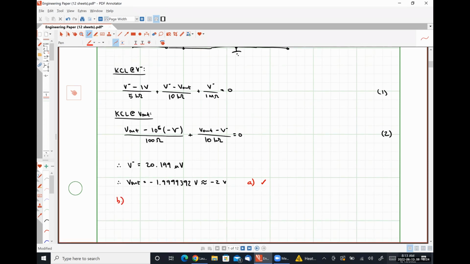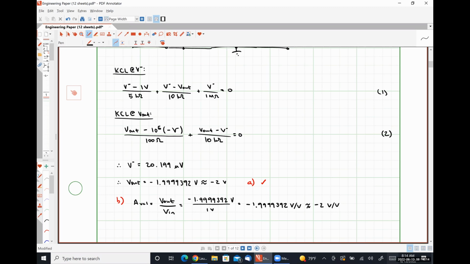Part B, we are asked to find our closed loop gain, where AVCL is our output voltage divided by our input voltage, which is negative 1.99999392 volts, divided by positive 1 volt, gives us a voltage gain of negative 1.9999392 volts per volt, or approximately negative 2 volts per volt.